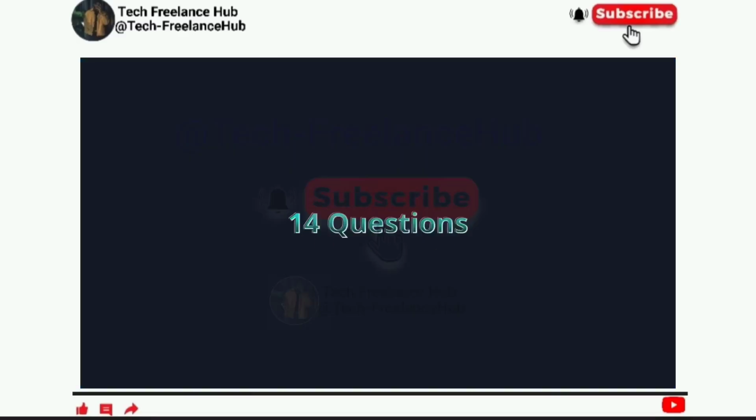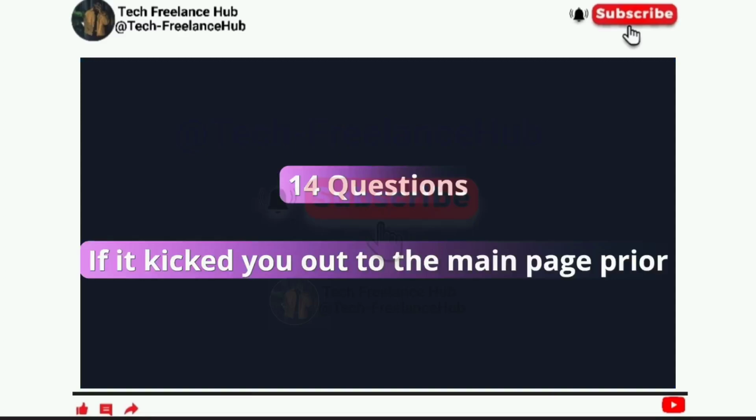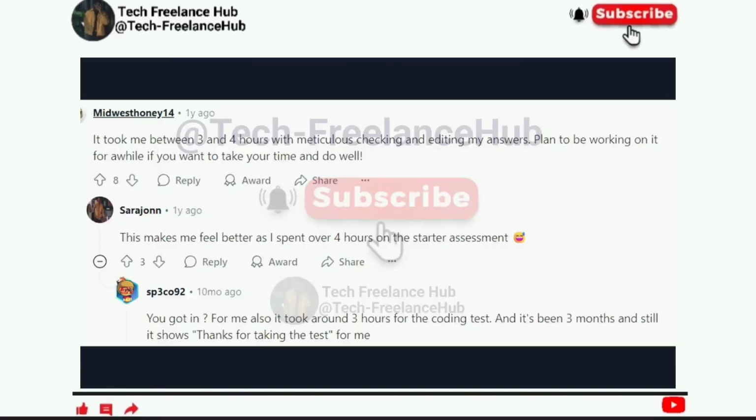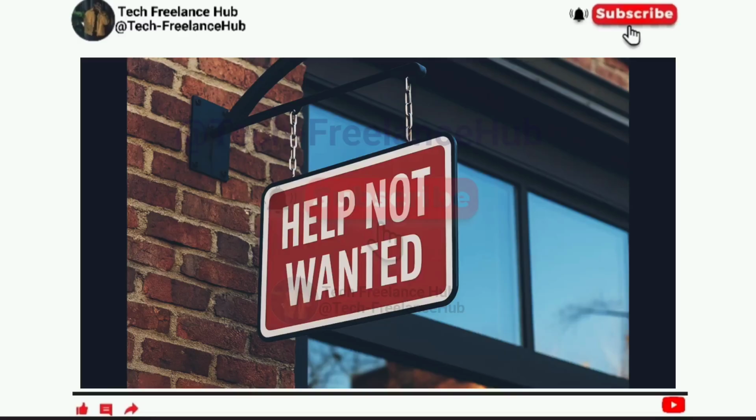Okay, and some quick notable mentions before we jump in here. This exam is 14 questions. If it kicks you back out to the home screen prior to doing all 14 questions, you can probably just assume that you failed. Also note the time limit. I believe it says it's about 45 minutes to 90 minutes. Definitely make sure you do not submit it any faster than 45 minutes. It seems like most people usually spend a little over 2 hours anyway, so you should be okay. Also, even if you do everything right, you could still be flagged for other reasons such as your location, or they may not just be hiring.